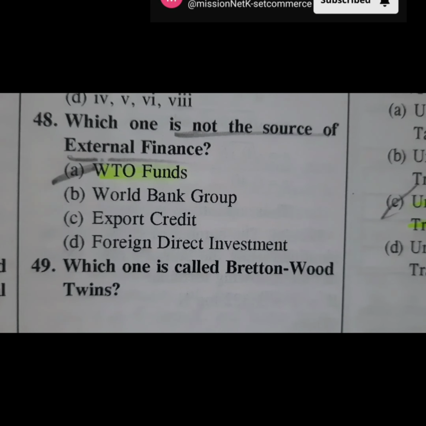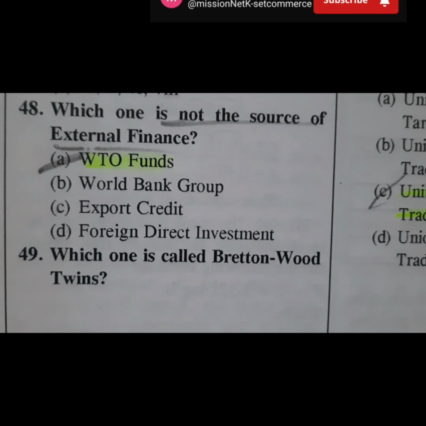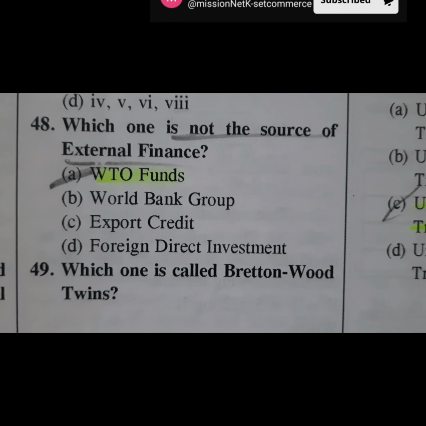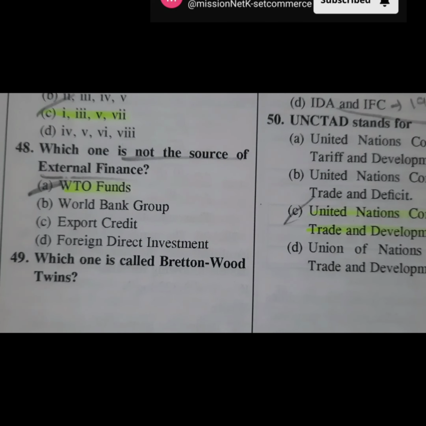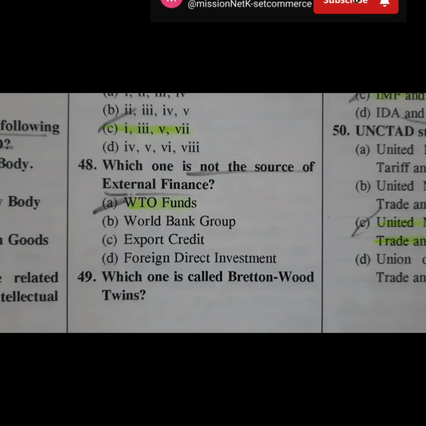Then the next question is, which one is not the source of external finance? Here 4 options are given. The right answer is option A, WTO funds. These are not sources of external finance.